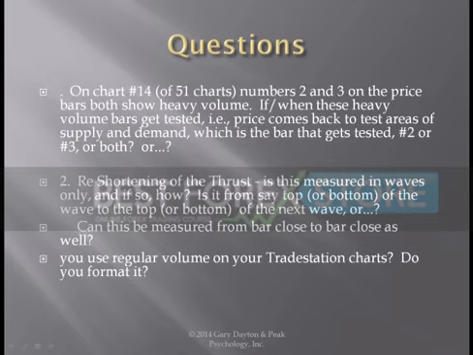On chart 14 of 51 charts, numbers 2 and 3 on the price bar show heavy volume. When these heavy volume bars get tested, price comes back to test areas of supply and demand. Which bar gets tested? It's not which bar, and that's why I couldn't really figure out which chart you were talking about. It's the area or the zone that gets tested, not the individual bar. So that's what you're looking for. And it's generally in the middle of it someplace. If it's lower than the middle, it indicates it's even weaker. But generally in the middle of the area.